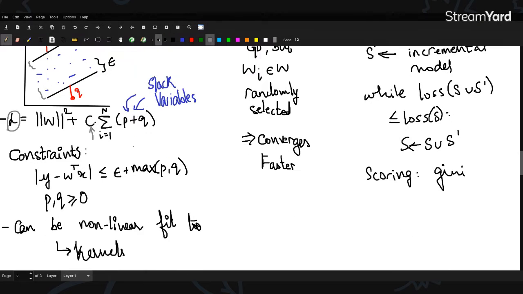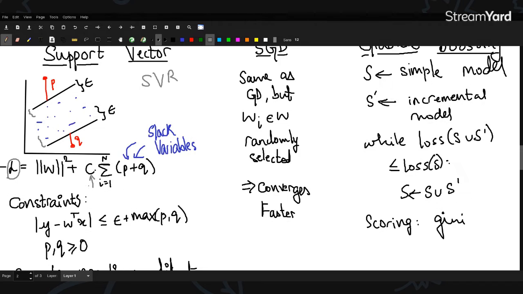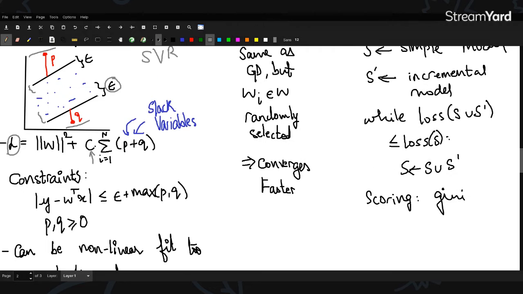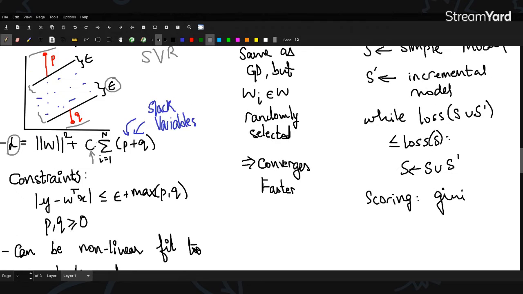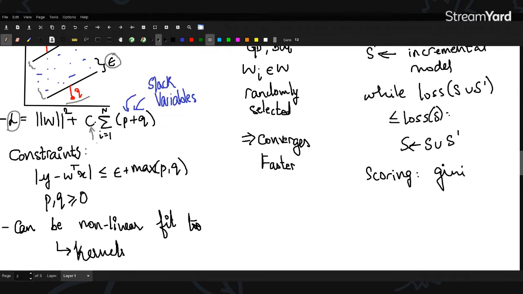Of course, with any SVM-like thing you have a few constraints. For example, the difference between the predicted and the actual value must be less than or equal to epsilon plus the max of P and Q. Obviously you cannot go past the gray lines. Also, P and Q should be greater than or equal to 0 because they extend outside this epsilon boundary. And we can also have a non-linear fit, and that's what's known as a kernel.